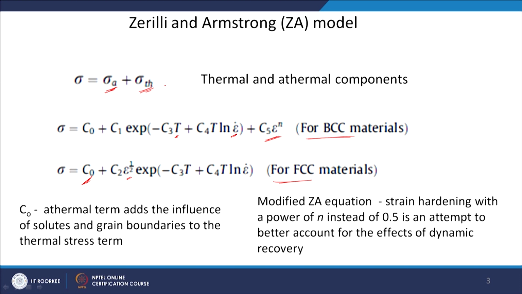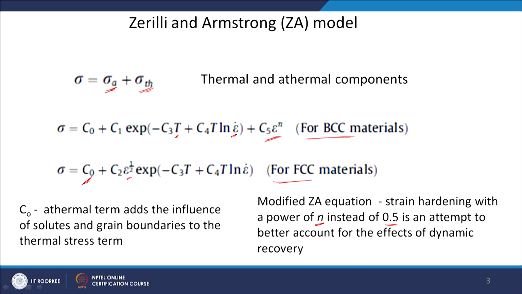Now, of course, as with any other model equation, people have modified this Zerilli-Armstrong model also. What these modified ZA equations are usually trying to do is this: the strain hardening exponent in the FCC material they have kept as a constant 0.5, so half is written there. In the modified models, they are changing the strain hardening exponent with some variable n, that means it can have different values instead of only the constant value 0.5 proposed by the ZA model.